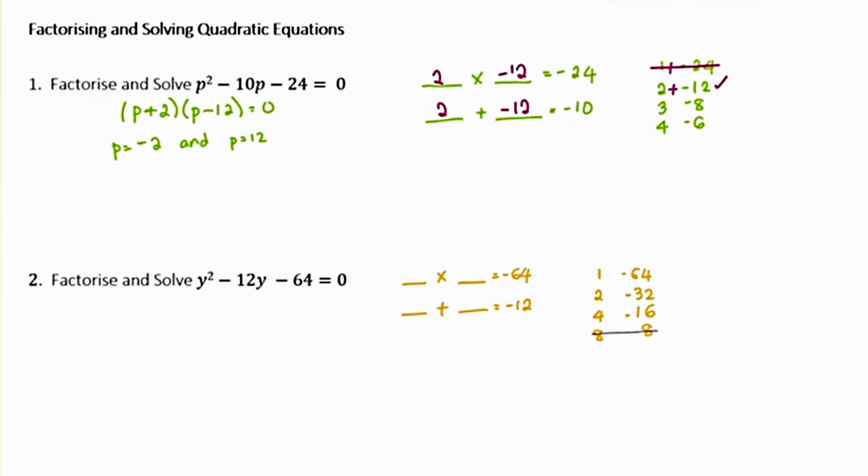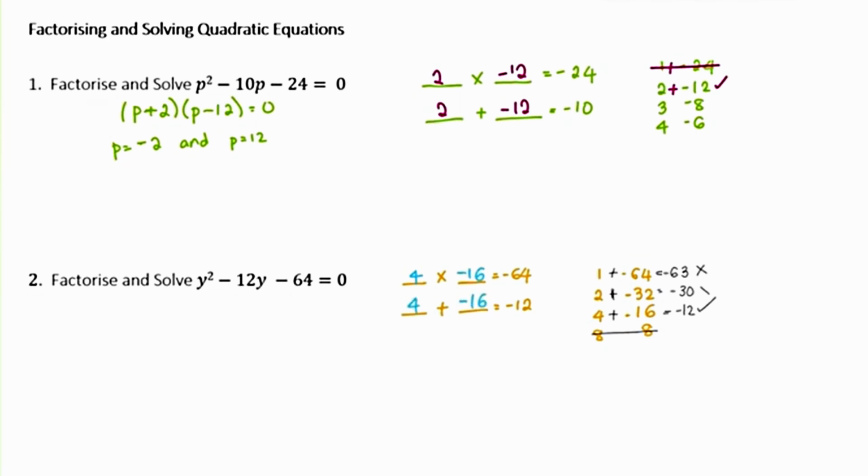But if we add 1 and negative 64, that gives us negative 63, so that's not going to work. If we do 2 plus negative 32, that gives us negative 30, so that's also not going to work. But if we add 4 and negative 16, that gives us negative 12. So the two factors that we will be using are 4 and negative 16, because they multiply to give us negative 64 and also add to give us negative 12.